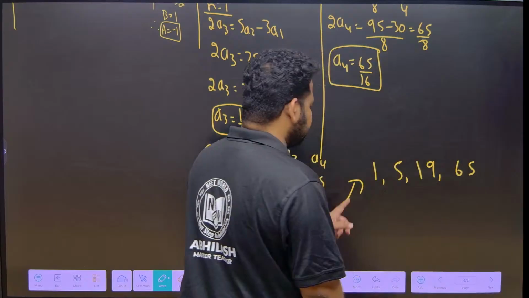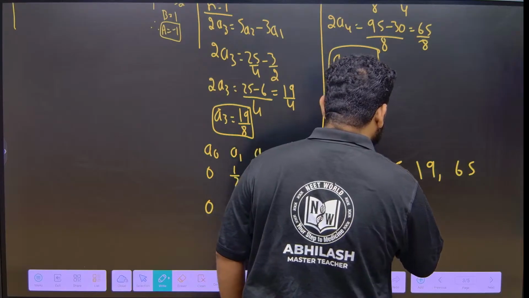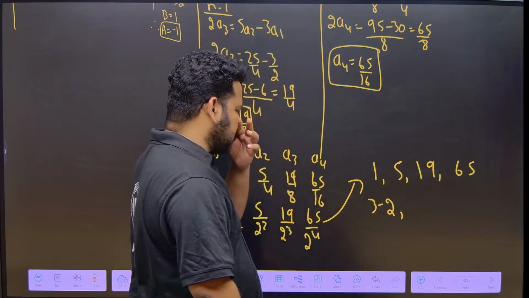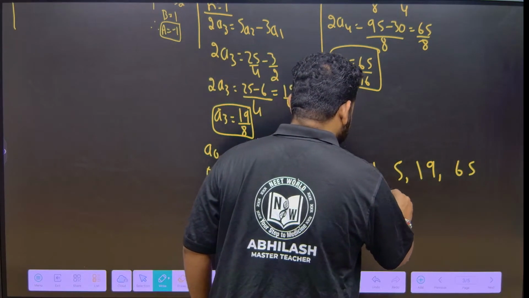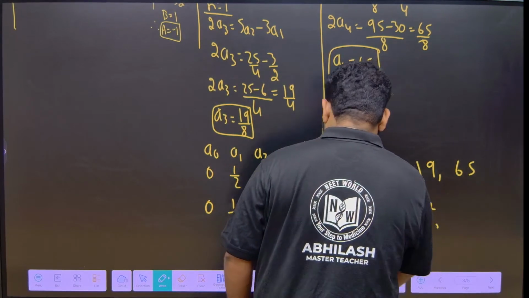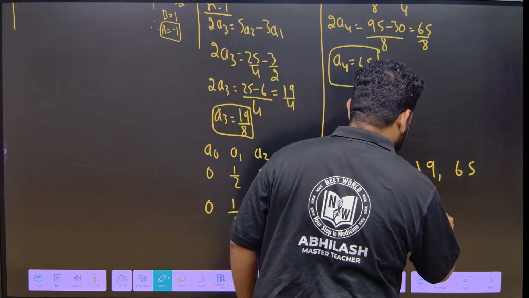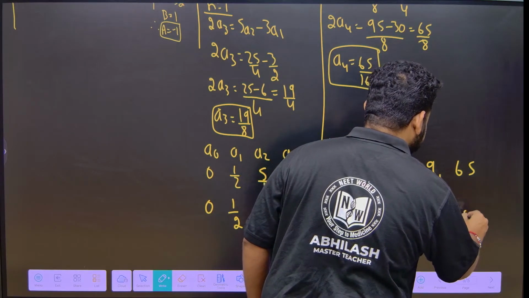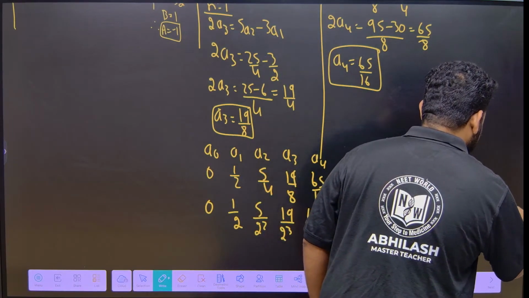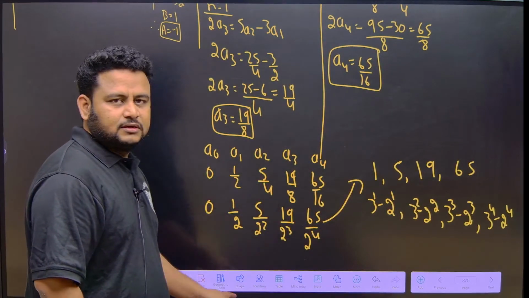Correct? So 1 can be written as what, friends? 1 can be written as 3 minus 2. This is 3 to the power of 1 minus 2 to the power of 1. Similarly, 5 can be written as 3 square minus 2 square. What about 19? 19 can be written as 3 cube minus 2 cube. What about 65? 65 can be written as 3 to the power of 4 minus 2 to the power of 4. Correct? This is what we will get. And in the denominator we have 2 power k, like that.